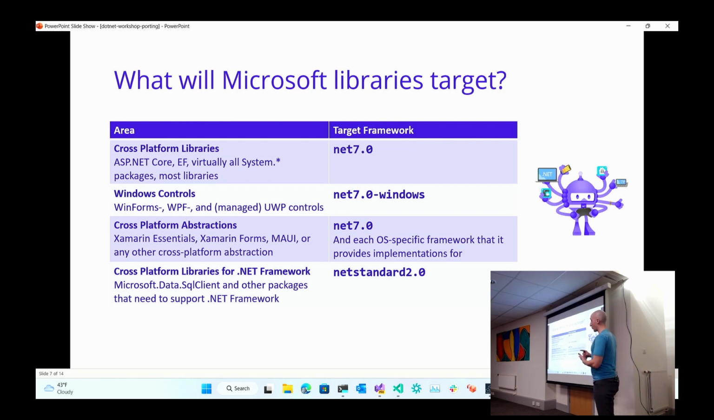Also, if there is specific Windows functionality, so WPF or WinForms or UWP, that's going to have the TFM of net7.0-windows. And if you're using things like MAUI, Xamarin Essentials, Xamarin Forms, if you're basically doing mobile development, you can use net7.0. But if you are leveraging a library that could potentially be called from a .NET Framework application as well as a .NET 7 application, that library is going to be targeting .NET Standard.